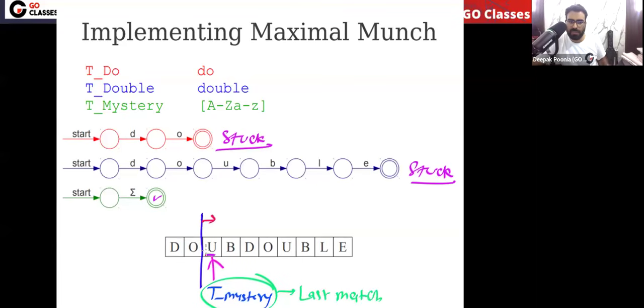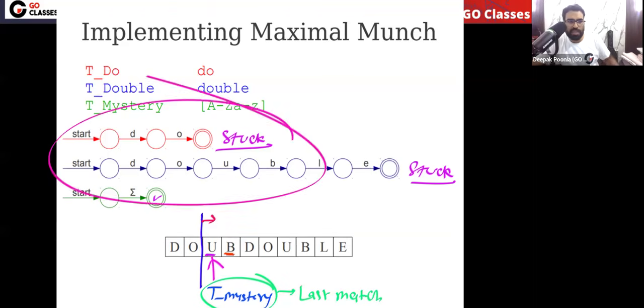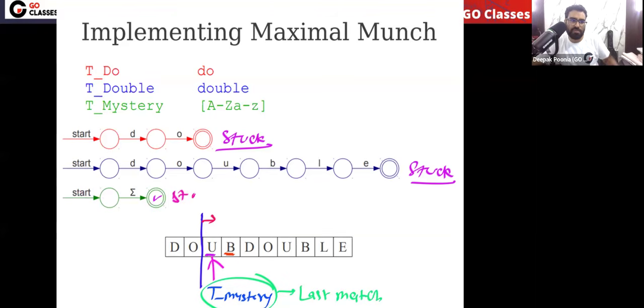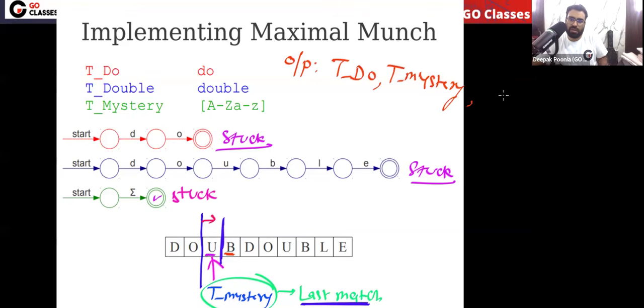But you don't stop here. You will go long, so you will read the next character. Now, when you read the next character, all these NFAs are stuck. And when all the NFAs are stuck, then you go back and find the last match. For this last match, you will generate a token. So you can see the output: first you have this do token, then you have this mystery token. Understood? Please tell me.